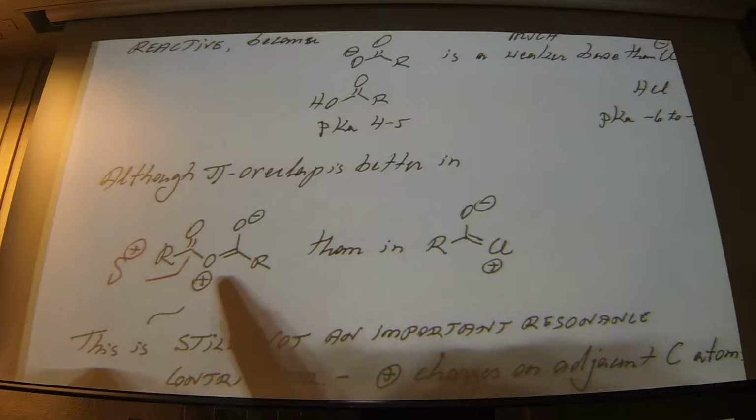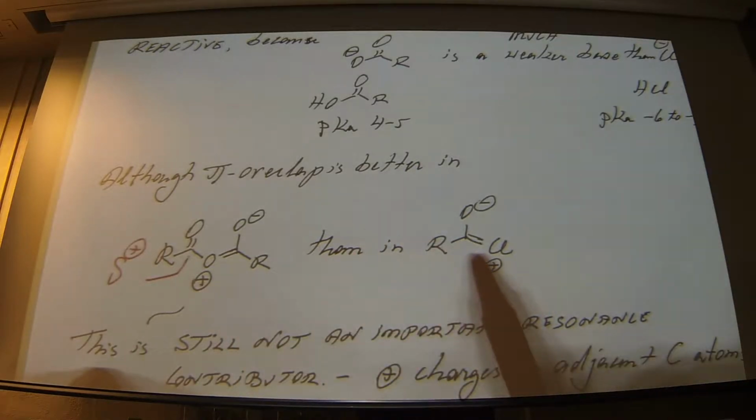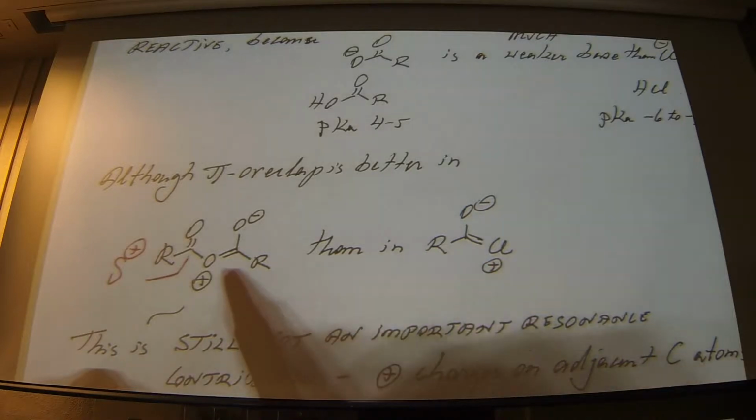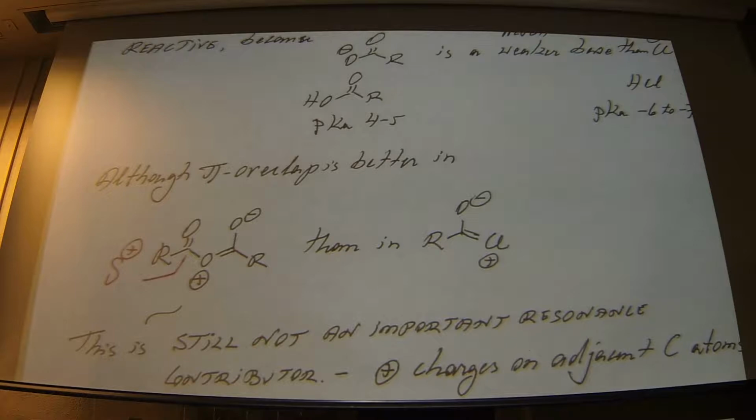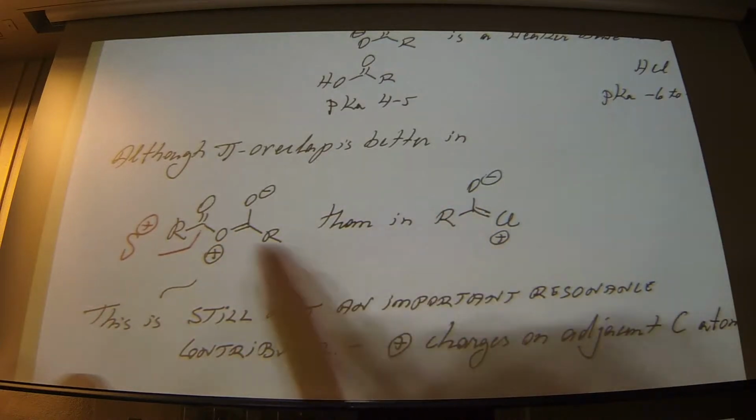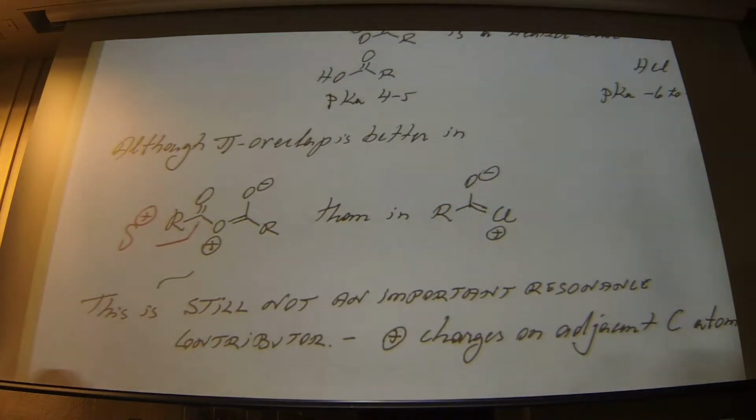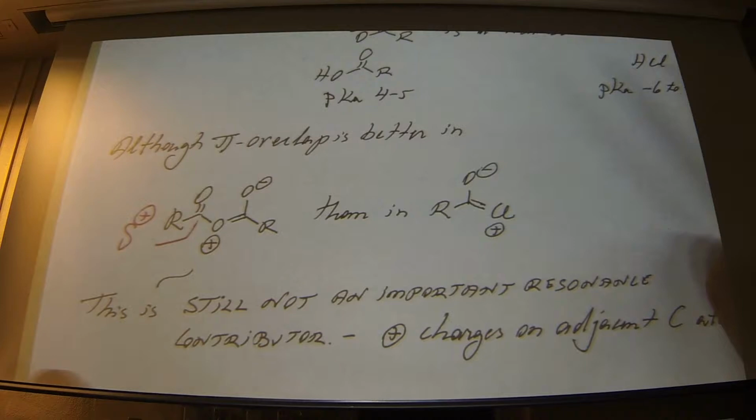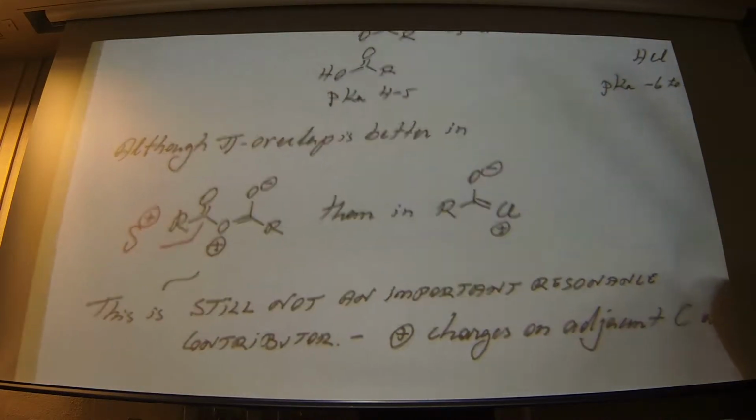The anhydride is to some extent resonance stabilized, certainly more so than the acid chloride, because this resonance structure is certainly better than that one. And so there is some of this, but it's not an important resonance stabilizing form.